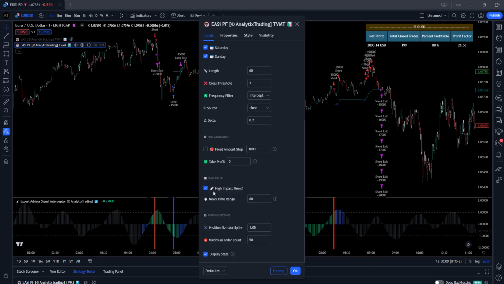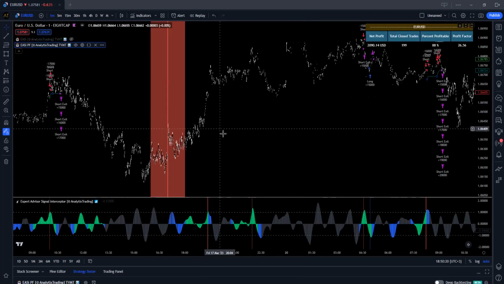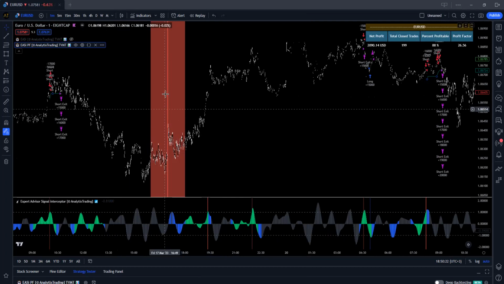And we also have a built-in news filter. Right now it's only USD high impact news. You can take a look at that at forexfactory.com. Just filter through USD in the red folder. That's the news that we have currently. Just to show you what it looks like with this news time range as well. This bold line is when the news happens.